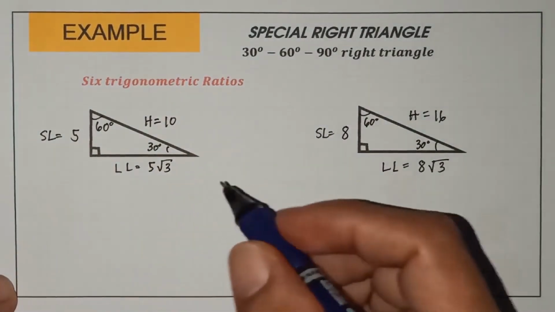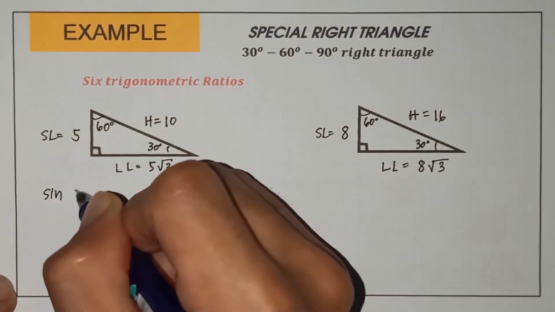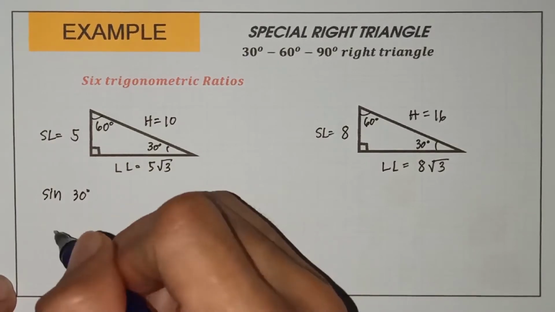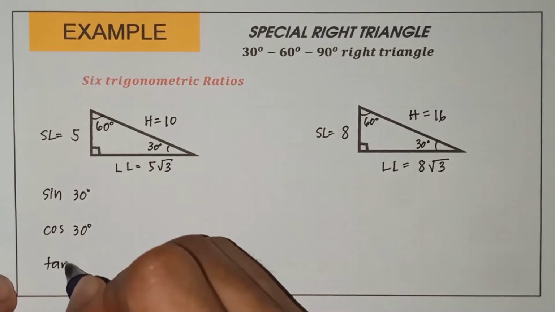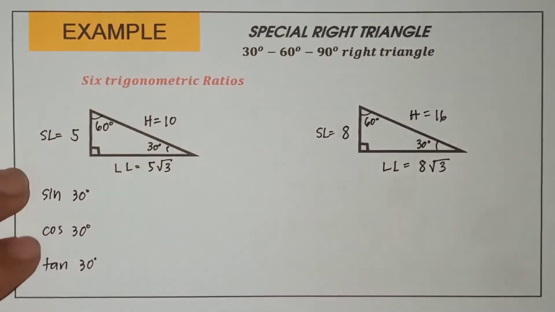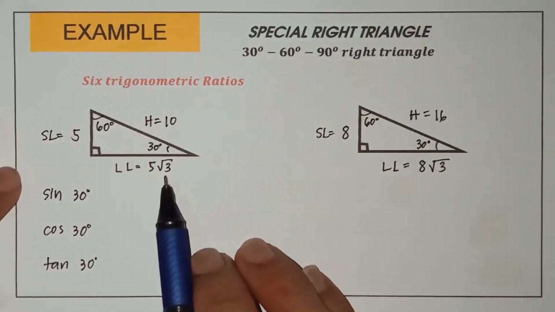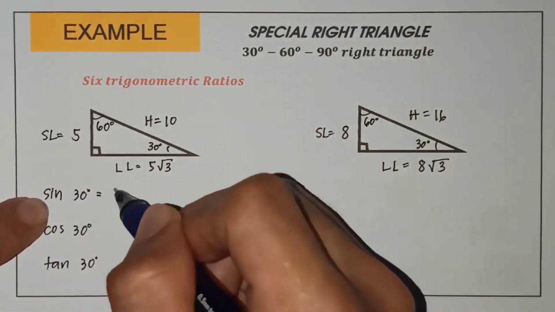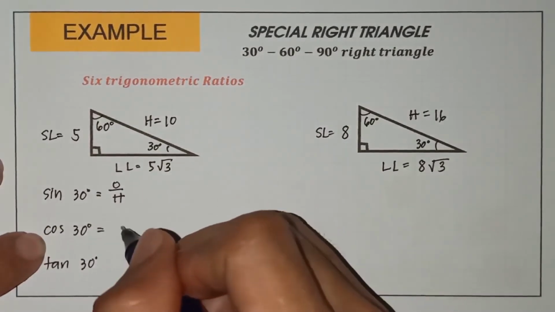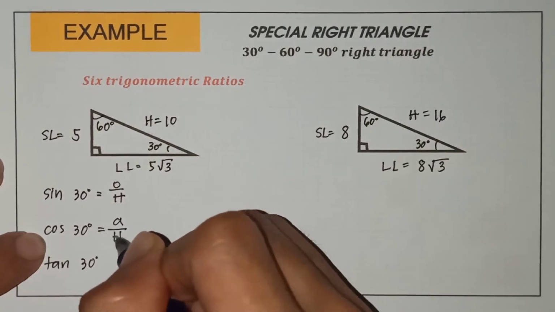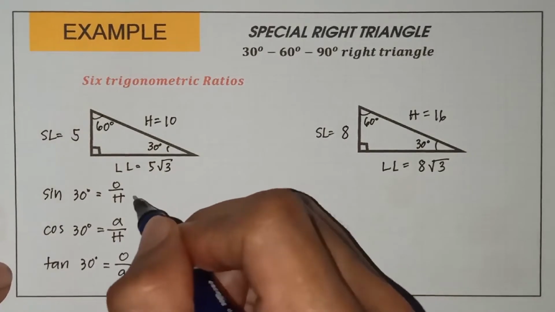So let us see. We will be using the primary ratios, which are sine, cosine, and tan. For the meantime, we will be using sine 30, cosine 30, and tan 30. We will get the values of sine 30, cosine 30, and tan 30 using this figure. Sine is opposite over hypotenuse. Cosine is adjacent over hypotenuse. Tan is opposite over adjacent.